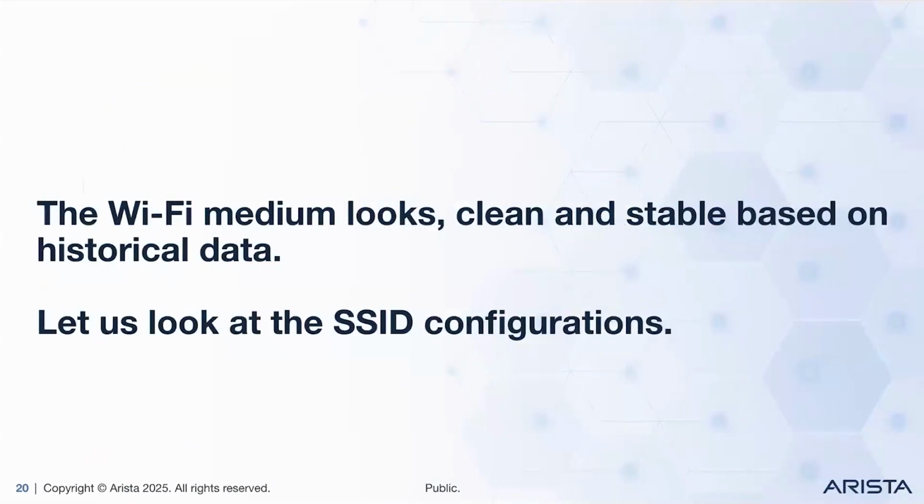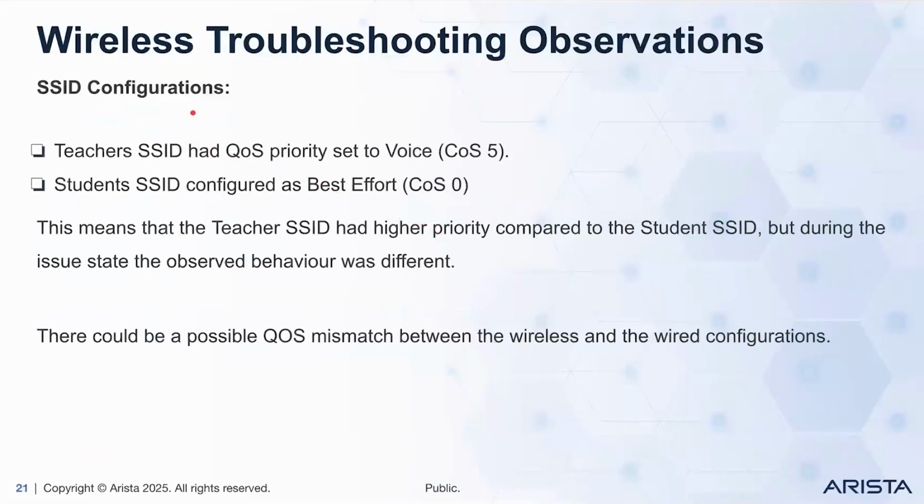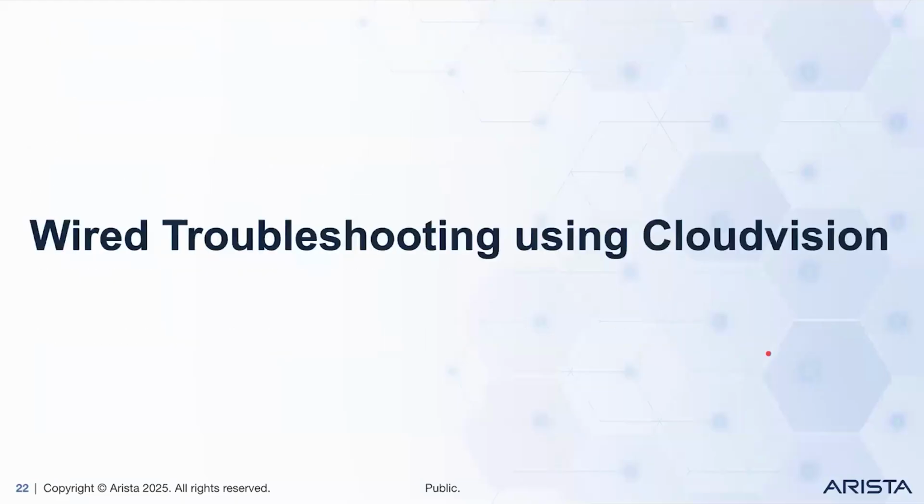So let us look at the observations we've had so far after checking the SSID configurations. We see that the teacher's SSID had a QoS priority set to voice, which was mapped to a COS tag of 5. And the student SSID had the QoS priority set as best effort, which was mapped to a COS tag of 0. This meant that the teacher's SSID had a higher priority compared to the student SSID, but during the issue state, the observed behavior was exactly the opposite. This could suggest a possible QoS mismatch between the wireless and the wired configurations that could be causing the issue. So let's shift our focus to the wired infrastructure troubleshooting using CloudVision.